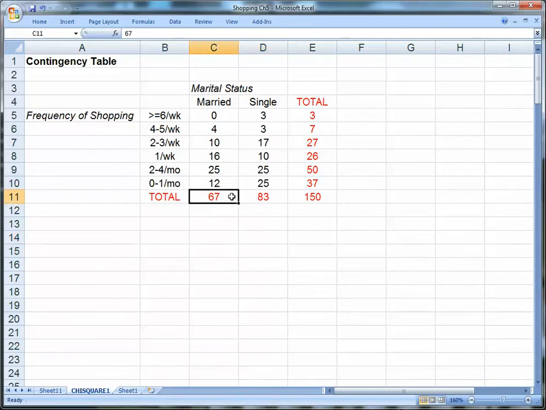Well, remember, these are just our numbers of respondents to our survey. We had 67 married people. We had 83 single people. 67 versus 83 doesn't say anything about how often single and married people go to the mall. We have to look at our data to determine that. So let's ask some questions.